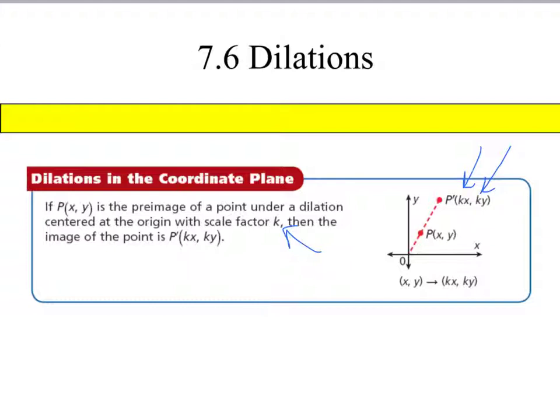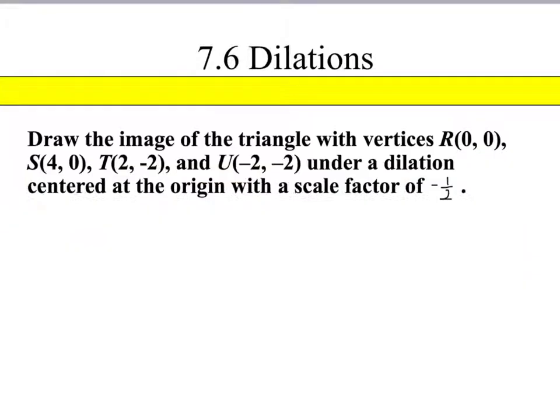All right, so what I want you to do is try the next one. Give this one a shot. Write this down. Draw the image of the triangle with the vertices. You don't have to draw it. All I want you to do is give me the new coordinates. Give me what R prime is, what S prime is, T prime and U prime.